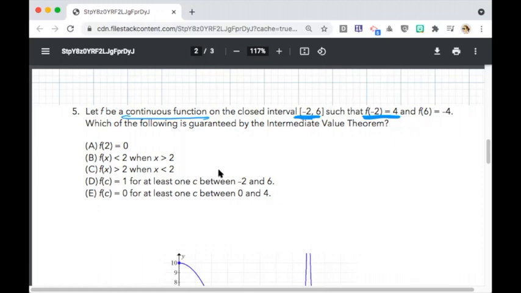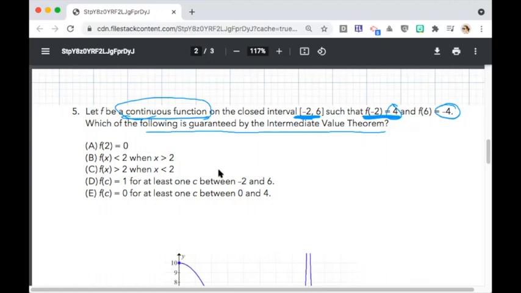It says, which of the following is guaranteed by the intermediate value theorem? So remember, for IVT, step 1, you have to make sure that it is a continuous function, okay? And we will never find the c. We're looking for that there exists some c, as long as the output of that c falls in between 4 and -4.